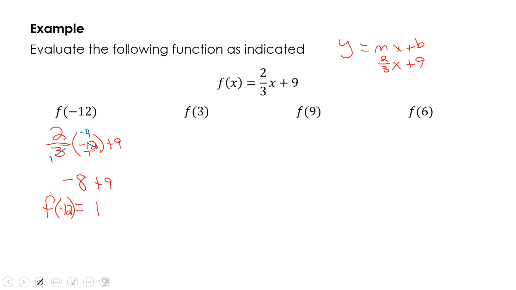Same thing with the next one. We have 2/3 times 3 plus 9. Again, the 3's will cancel, so I end up with 2 plus 9. That's going to be 11.